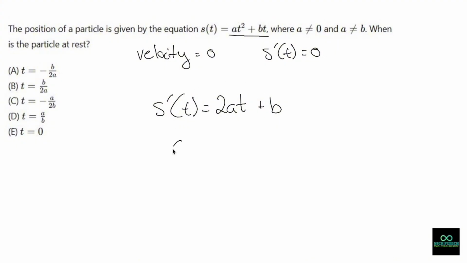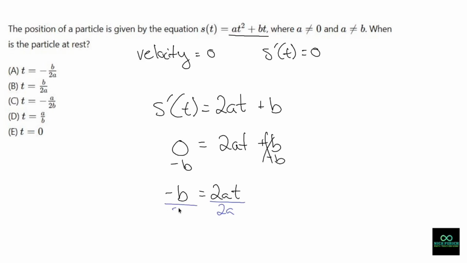Now, if I take that and set it equal to 0 and solve it for t, it's basically a literal equation. So we subtract b from both sides, so negative b equals 2at. Divide both sides by 2a, and t is going to equal negative b over 2a, which looks like you. So a weird problem, a strange problem, but not that bad.